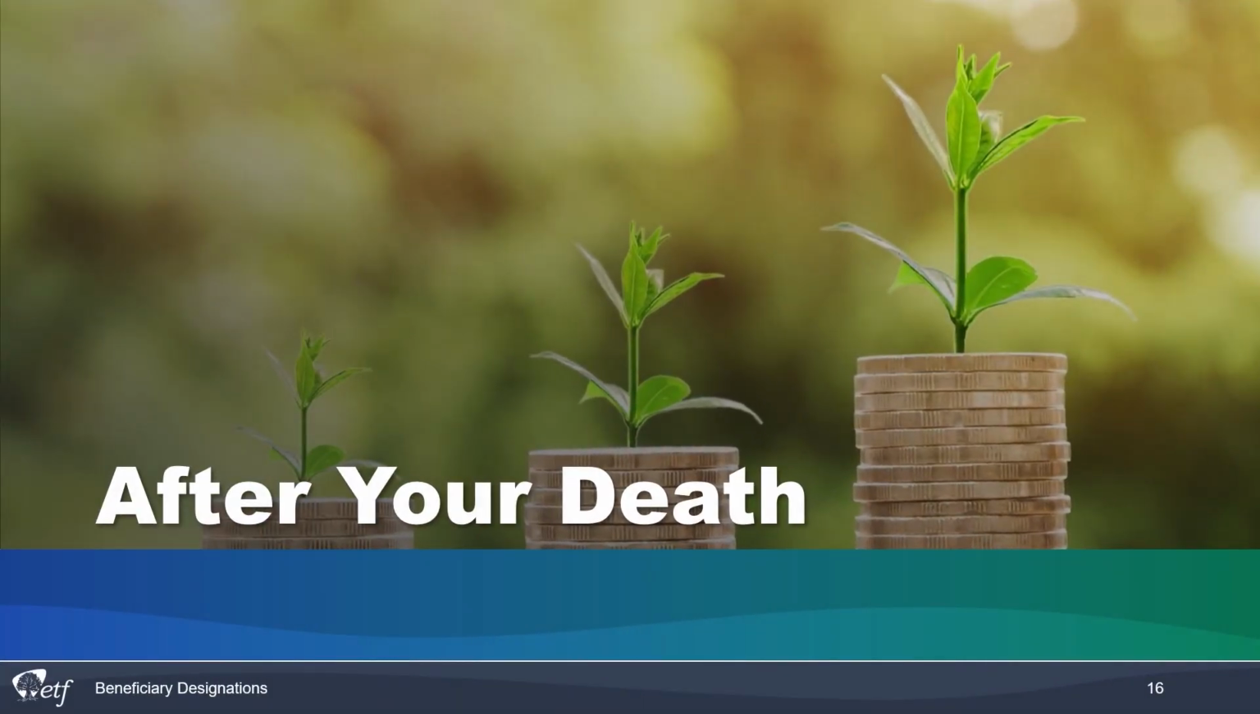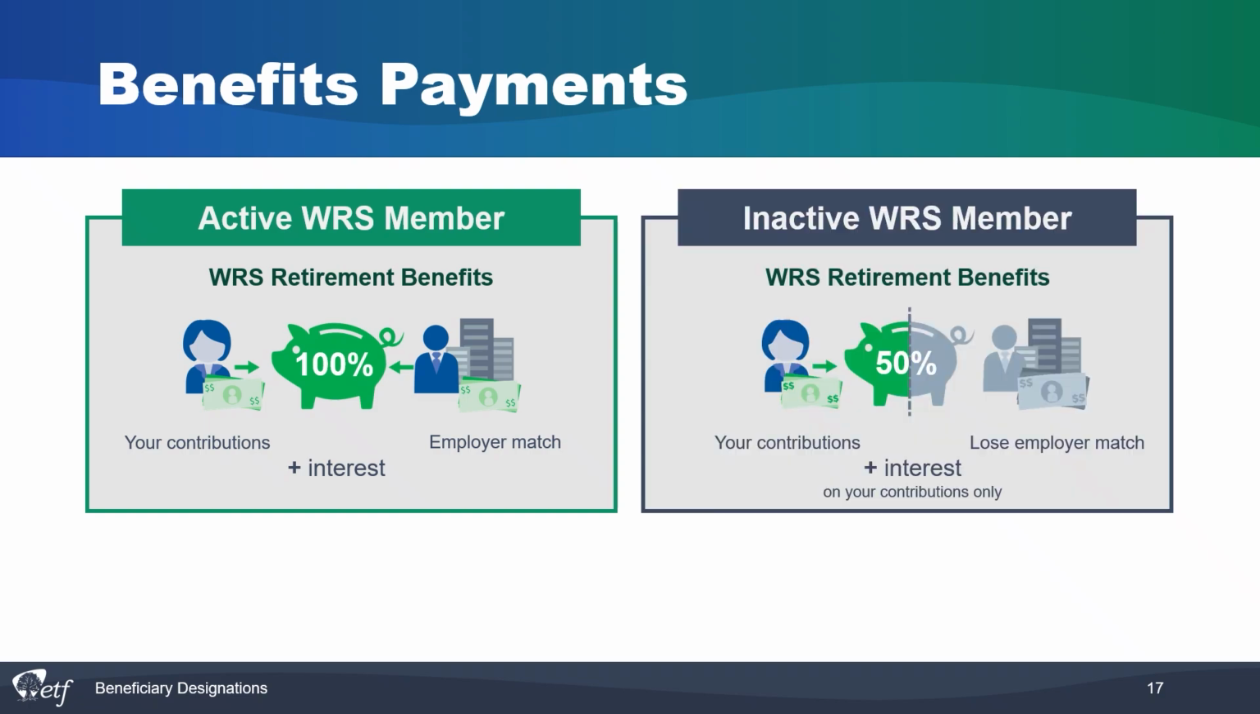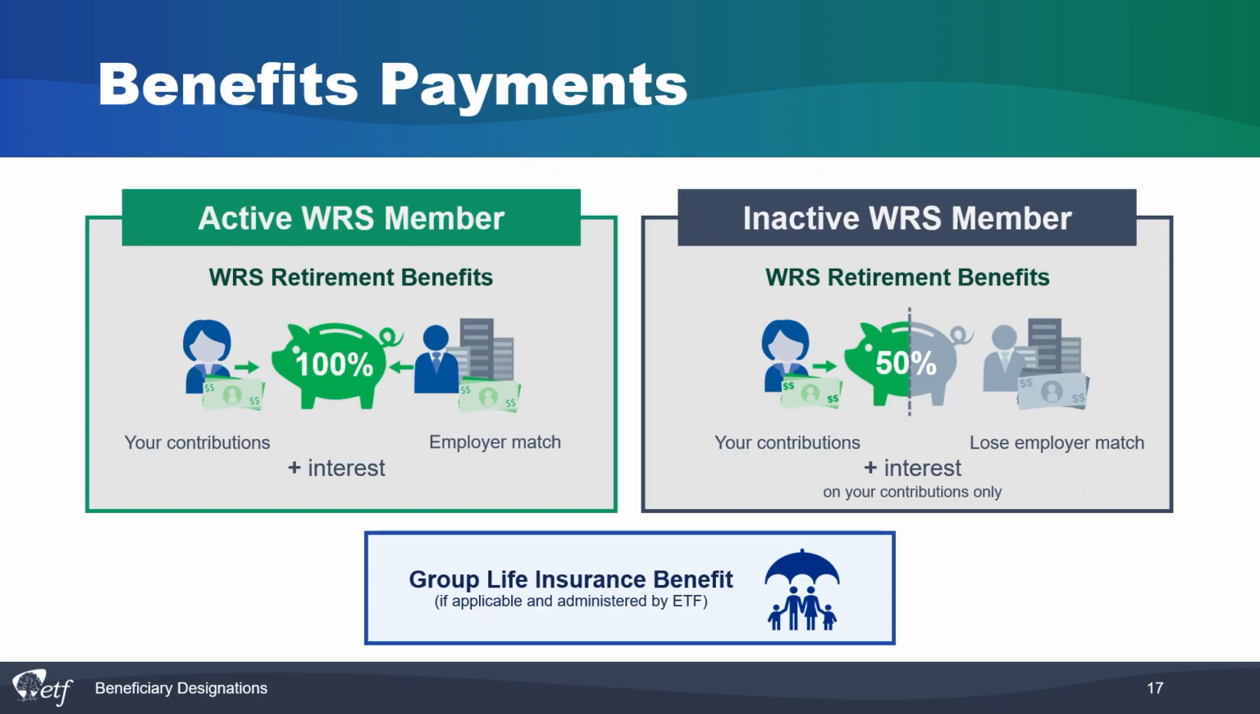Now we are going to look at some important information to share with people in charge of your affairs when you die. If you are an active member, your beneficiaries will receive a death benefit that includes the full amount of the WRS account plus the interest it has gained. Beneficiaries of inactive members or alternate payees will receive a death benefit that includes the money the member had deposited plus interest. The beneficiaries will also receive group life insurance benefits if your employer participates and you have signed up for them.